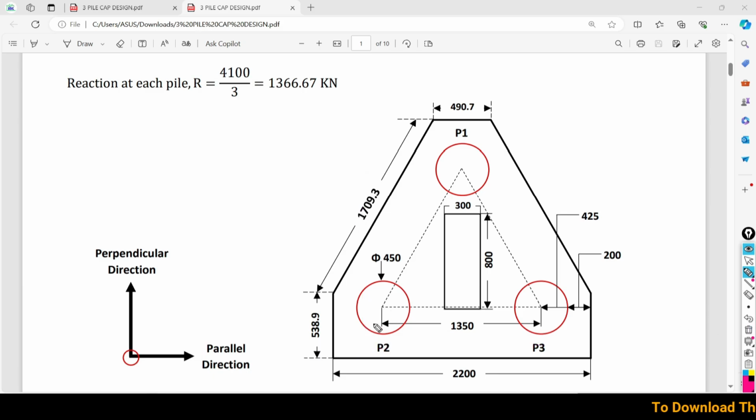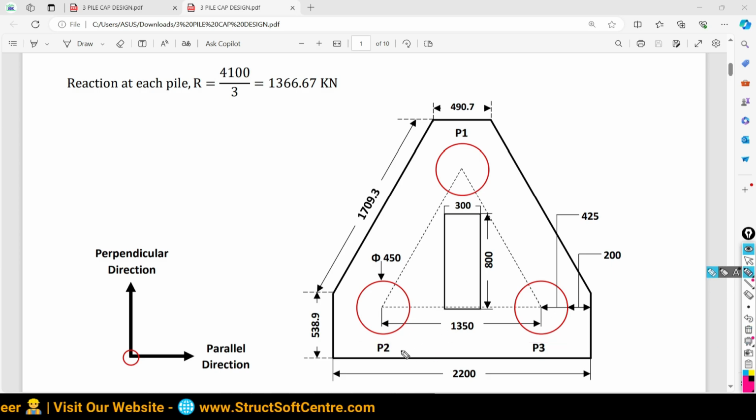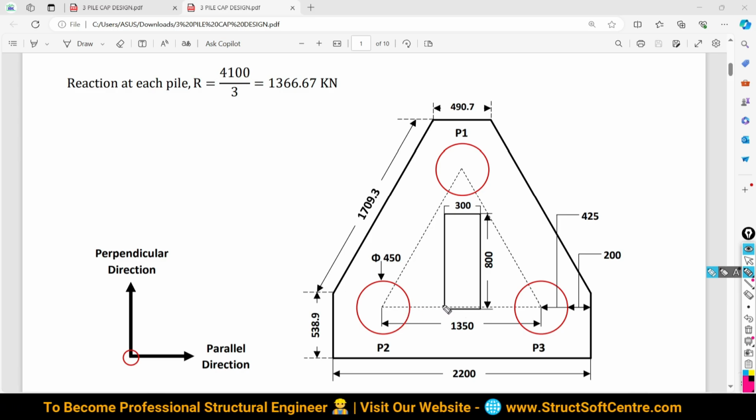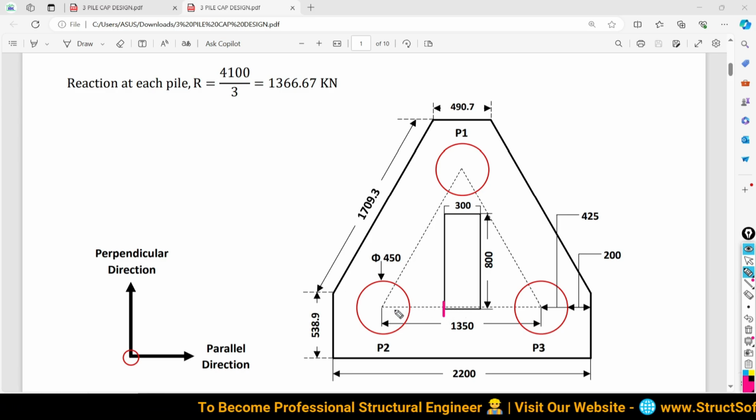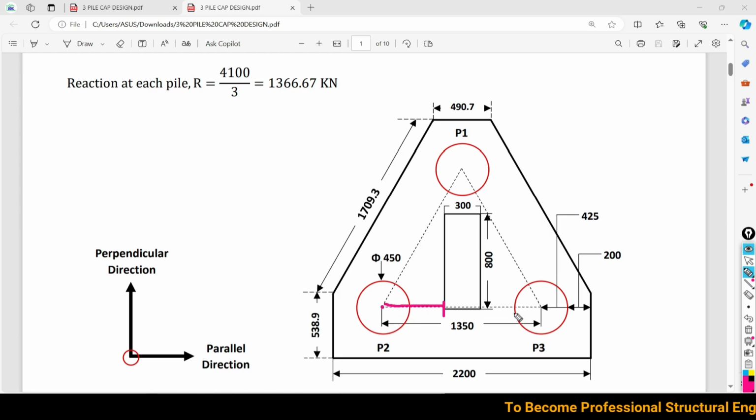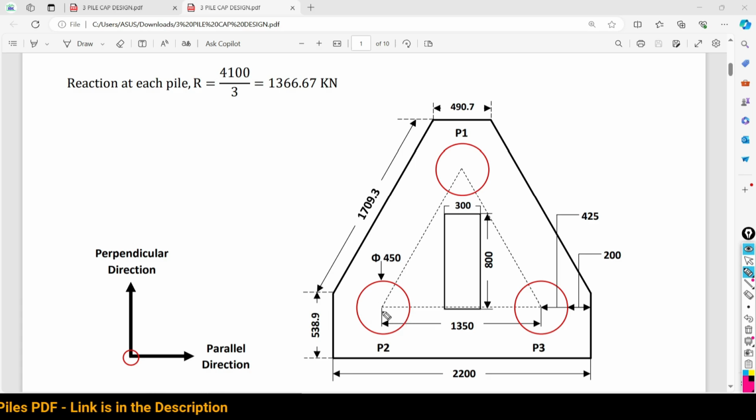If you would like to calculate the reinforcement along this parallel direction, we need to find out the moment along this direction. Basically, we have to find out the perpendicular distance from the face of the column up to the center of the pile. You can consider either this side or this side; amongst these two sides, one side you have to consider. You also have to consider how much reaction is carried by your pile.